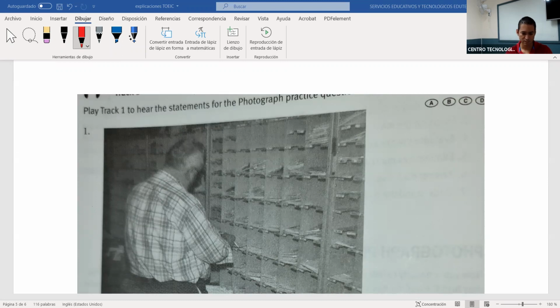For each question, you will hear 4 statements about the photograph in your test book. When you hear the statements, choose the one statement that best describes what you see in the photograph. Then, find the number of the question on your answer sheet and mark your answer. The statements will not be written in your test book and will be spoken just once. Now listen to the 4 statements.